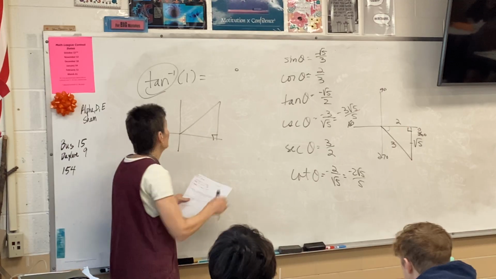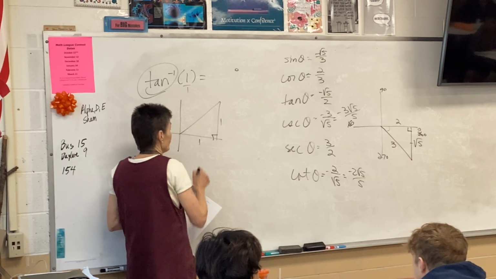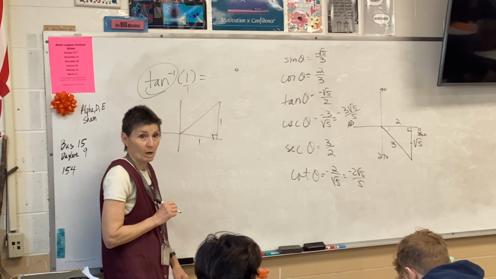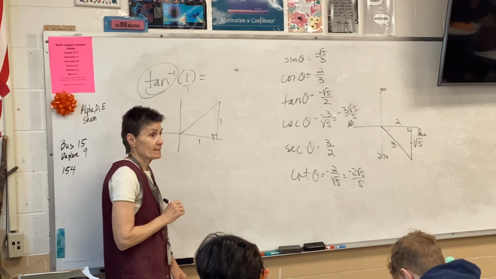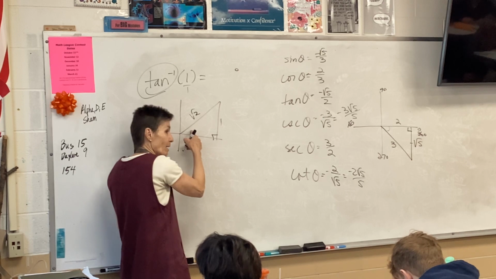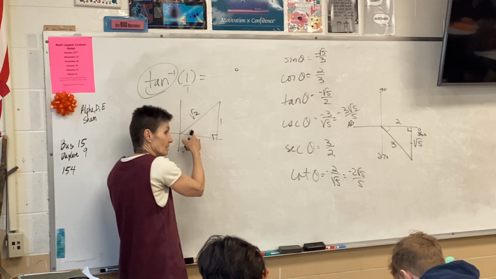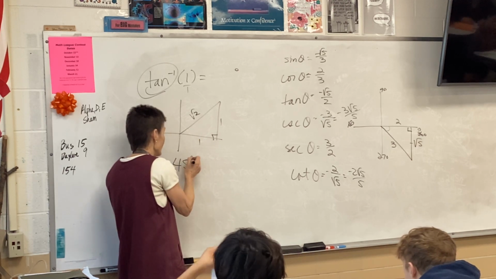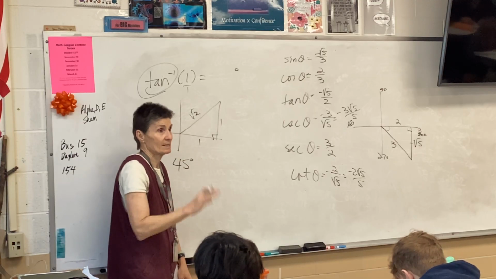Tangent, opposite over adjacent, 1 over 1. Makes the hypotenuse then root 2. And you should recognize that. How big is that angle? 45 degrees. The answer is 45. It's that easy.